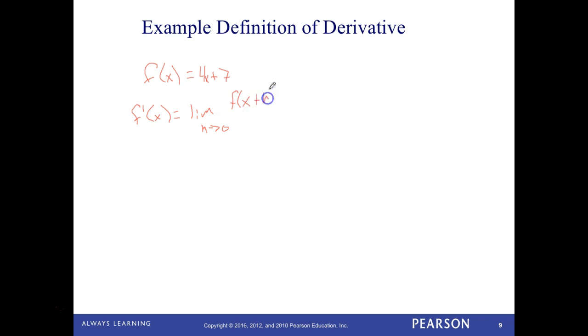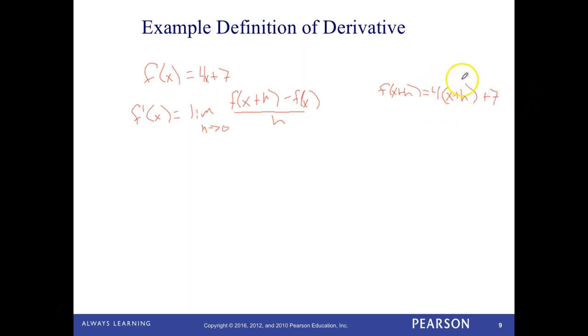f of x plus h minus f of x, all over h. So we need to figure out what f of x plus h is. Well, all I'm going to do is in my function plug in x plus h for x. So I like to come off to the side and figure that out. So f of x plus h is just going to be 4 times x plus h plus 7, like that.